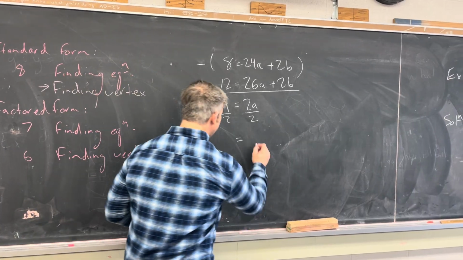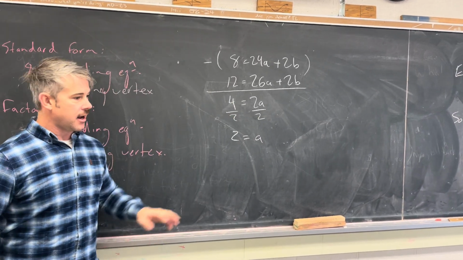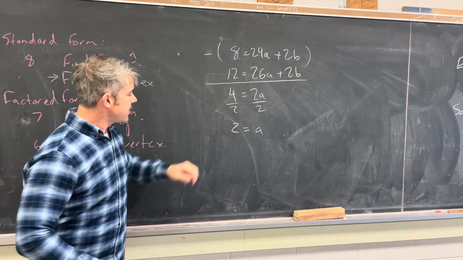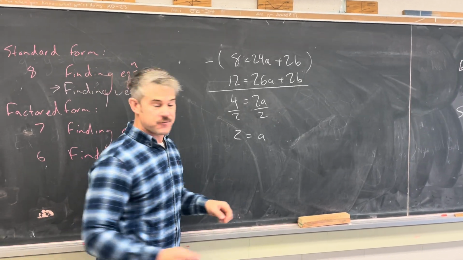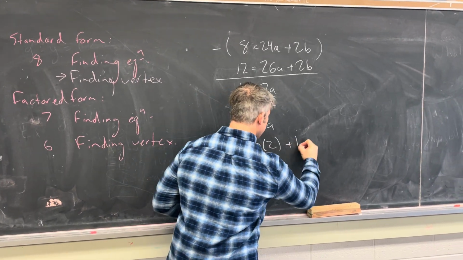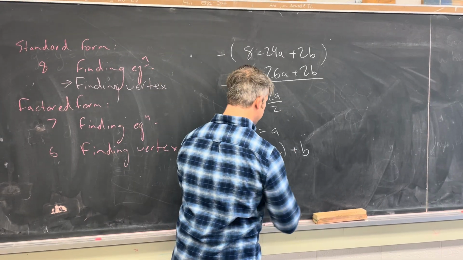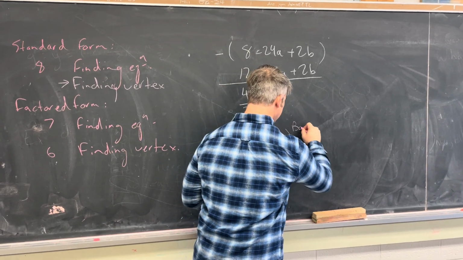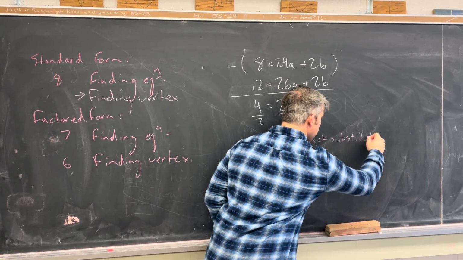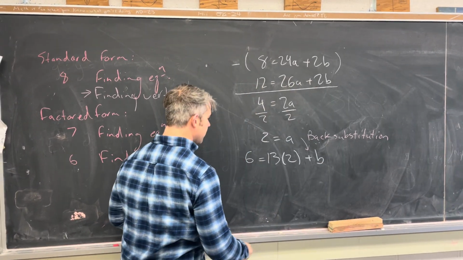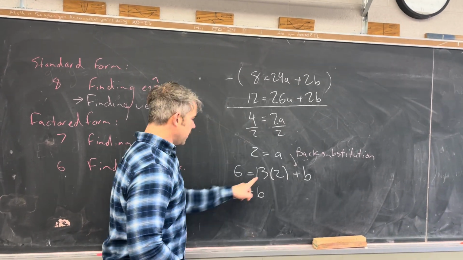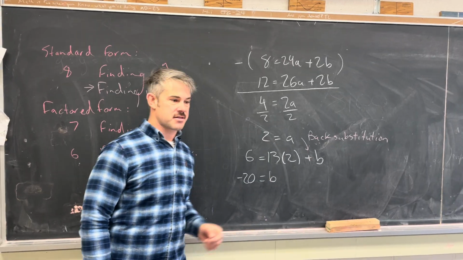Okay, so we now have a is equal to 2. And with a is equal to 2, we can go back and back substitute. So I'm going to take this value and substitute it into, I think, my first equation, which was 6 equals 13a plus b. So this step is that back substitution step, and this will allow me to find b. So in doing so, I think I'm going to end up with negative 20 is equal to b, because I would have 26, and I would subtract 26 from both sides.